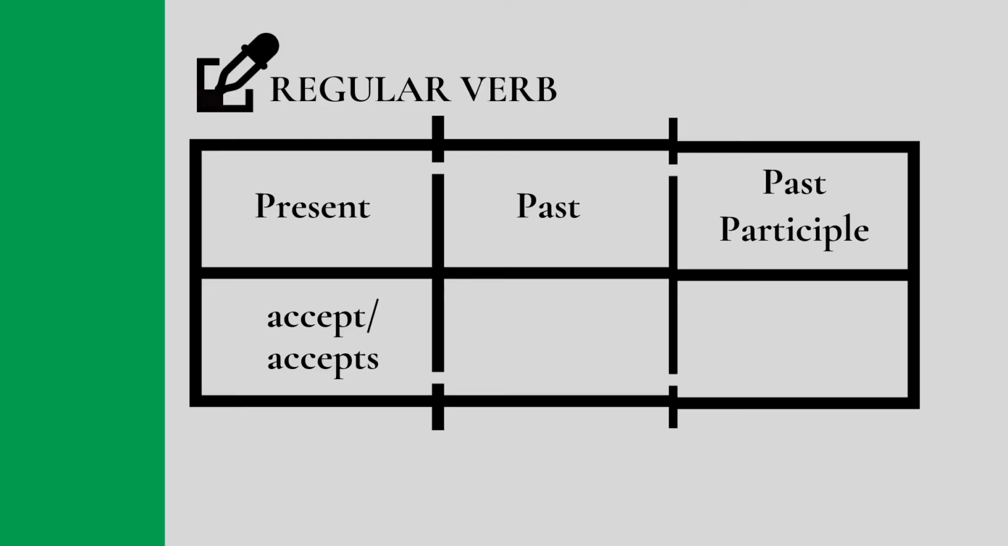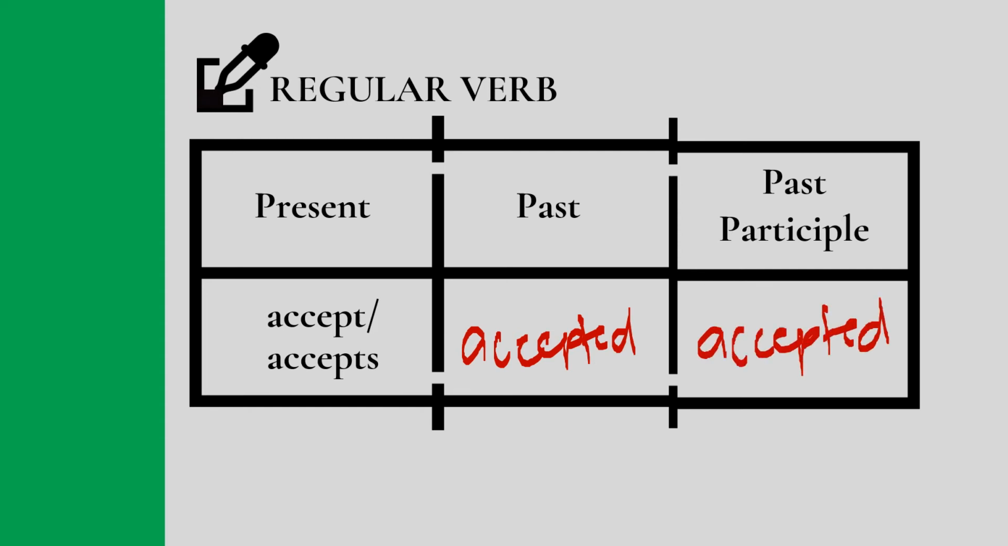Now let us have an example of a regular verb. We have the word accept or accepts. How are we going to form its past tense and past participle? We are just going to form it by adding ed. So we are going to have accepted in past tense and also in past participle.